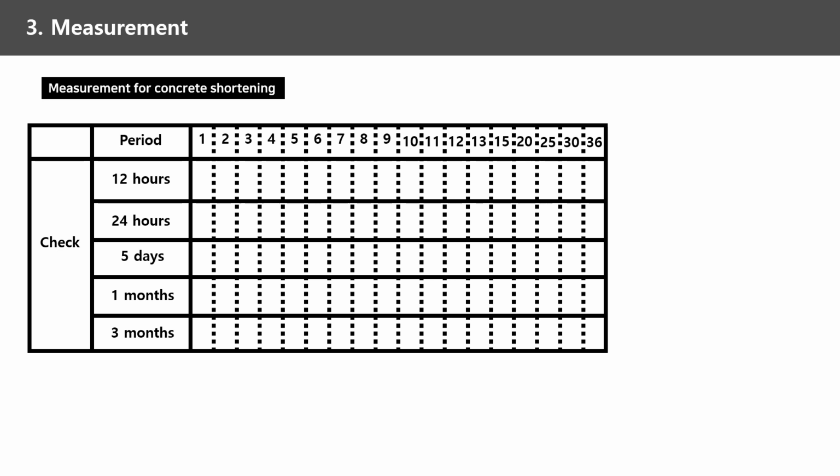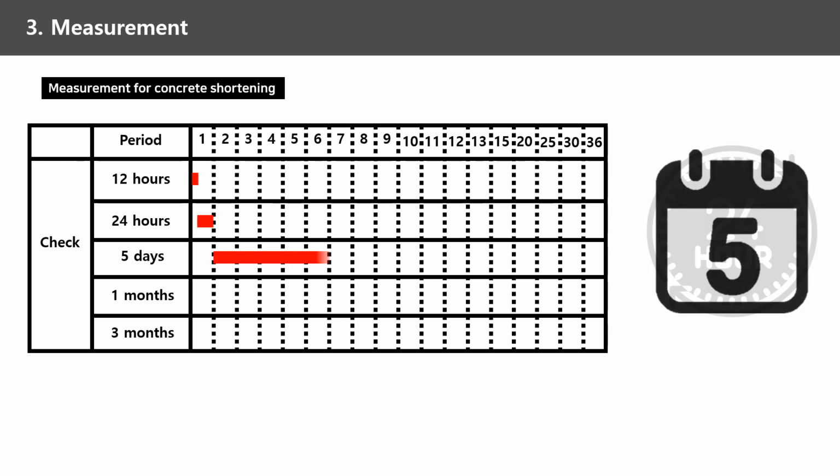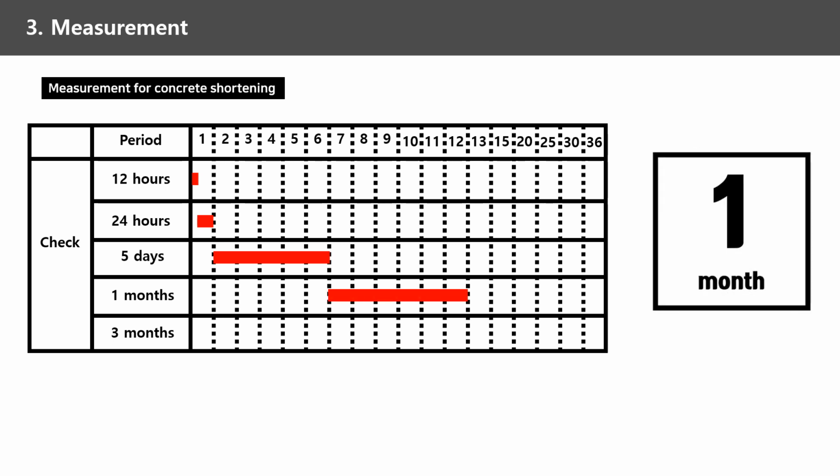Measurement period is 12 hours after concrete placing till 1 week, 24 hours till the 4th week, 5 days till 6 months, 1 month till 1 year, and 3 months till 3 years. Finally, they analyze and compare the data of the 3-year measurement and that of the designed value.